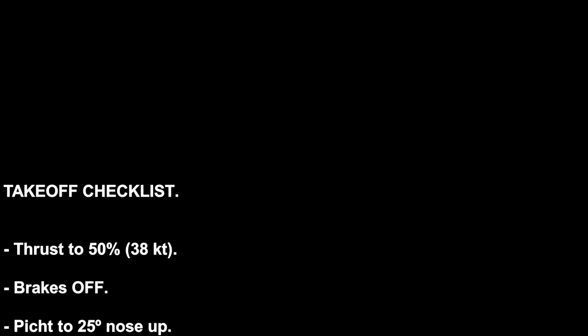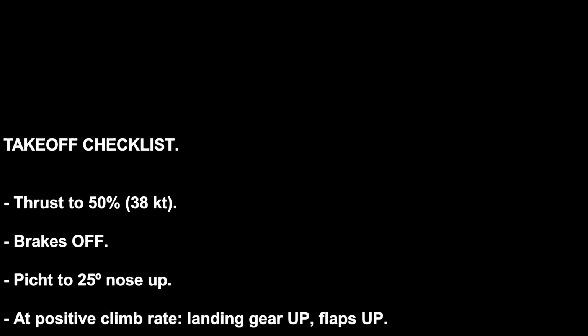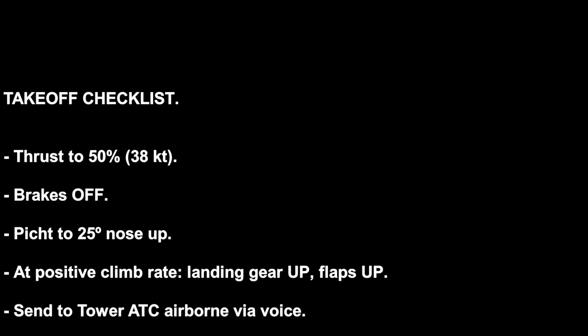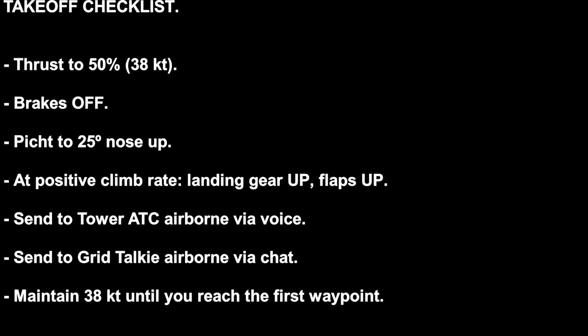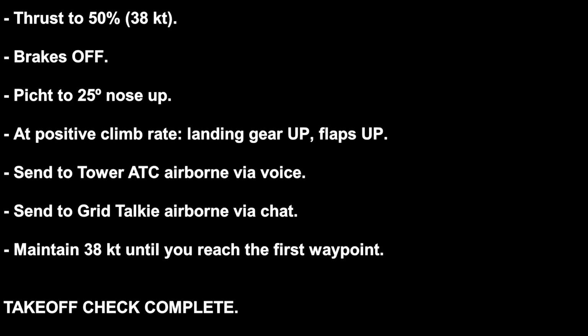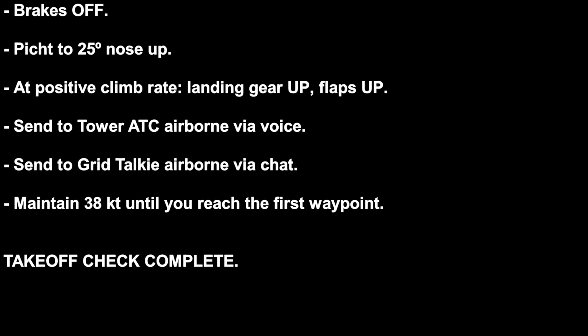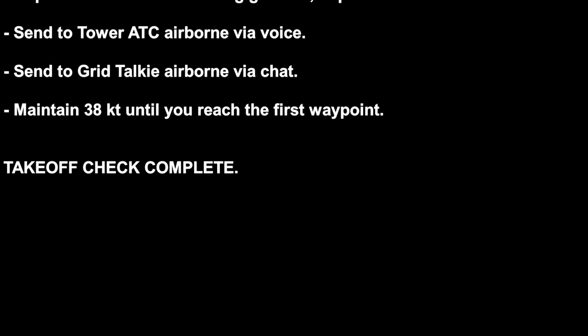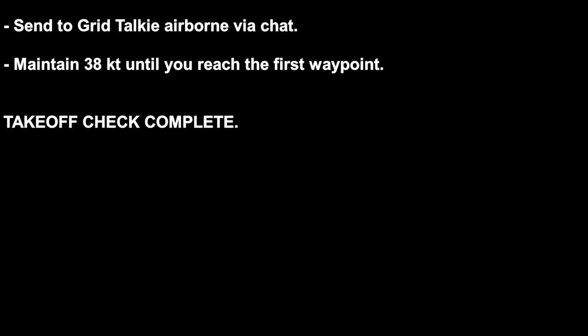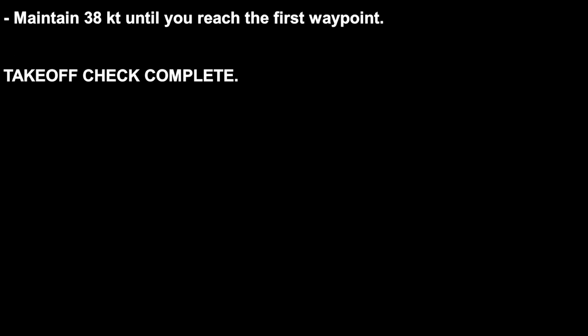Takeoff checklist. Thrust to 50%, 38 kT. Brakes off. Pitch to 25° nose up. At positive climb rate, landing gear up, flaps up. Send to tower ATC airborne via voice. Send to grid talkie airborne via chat. Maintain 38 kT until you reach the first waypoint. Takeoff check complete.